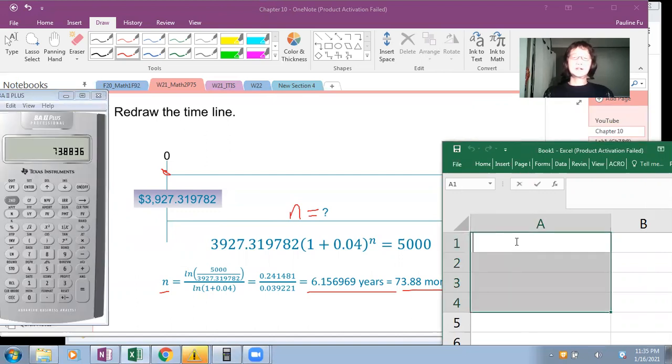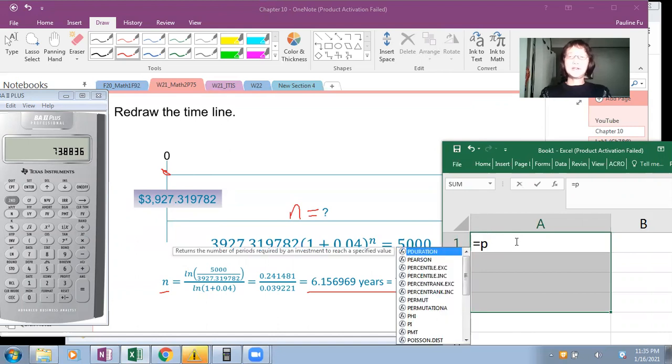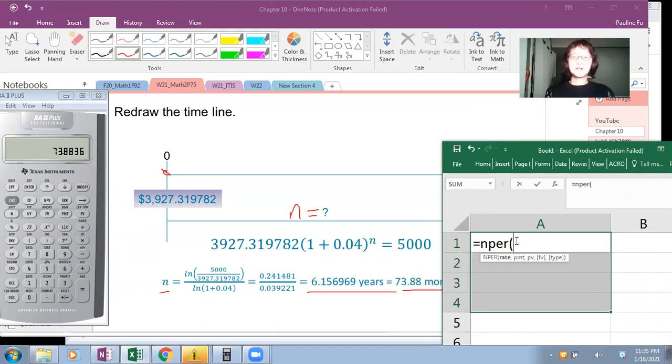Now Excel. To calculate term N, you use NPER, which is the function for term N. Rate is 4% compounded annually. PMT is 0. PV is negative. In Excel, when you enter both PV and FV, one of them must be entered as a negative number. So negative 3,927.319,782, which is the present value. Future value 5,000. Press enter.